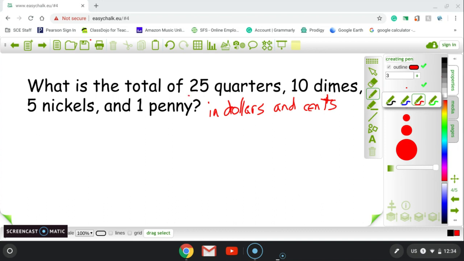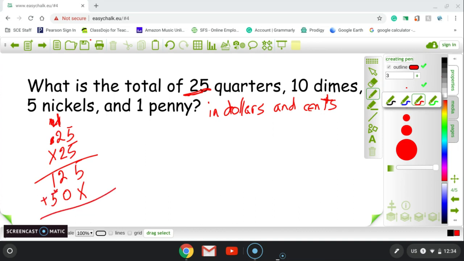So first thing is I need to find out what the total of 25 quarters is. So I'm going to take my 0.25 times 25. 5 times 5 is 25. 5 times 2 is 10 plus 2 is 12. 2 times 5 is 10. 2 times 2 is 4 plus 1 is 5. I'm going to add these. I get 5, 2. 5 plus 1 is 6. Not worry about my decimals. I have 2 decimal spots. I start at the end and I move it over 2 decimal spots. So this one is $6.25.